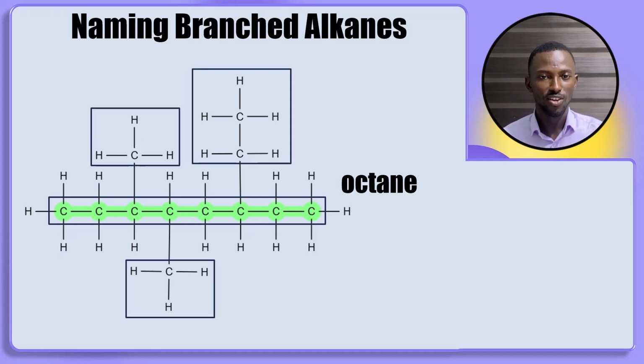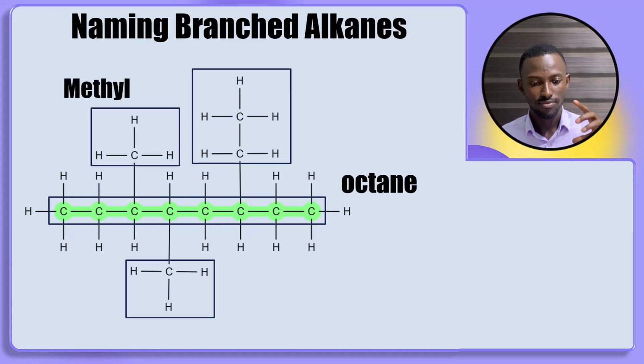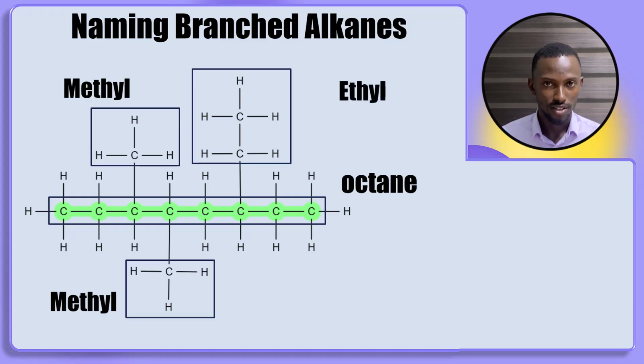Anything attached to the longest continuous chain is known as what? An alkyl group, or a branch chain. So you have to name these alkyl groups. The first one is methyl. This one is also methyl, and this is ethyl. If you have not watched our lesson on alkyl groups, kindly watch that to find this lesson quite easy.